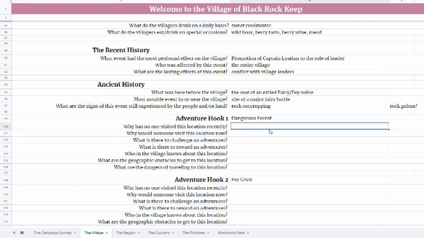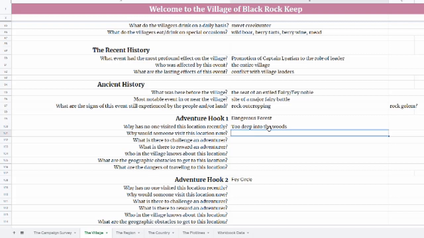As we move into the adventure hooks, we have the dangerous forest. Obviously, we have a vast wilderness, and only a part of this forest is going to be the dangerous part of the forest. And why has no one visited this location recently? It's too deep into the woods. It's just not a place that people need to go.